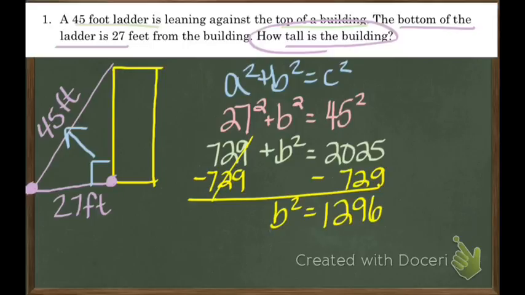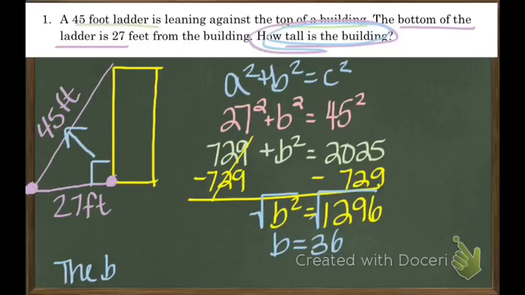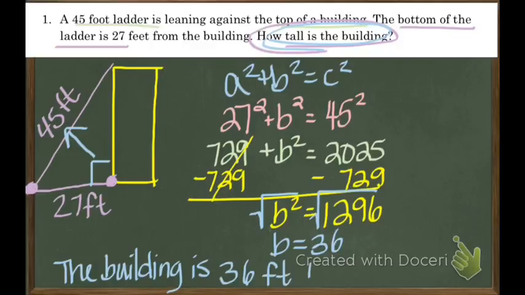1,296. But now, we know that this is not our side length. This is the square of the hypotenuse. Or, I'm sorry, not the square of the hypotenuse, the square of the leg. So, in order to find the length of the leg, I need to take the square root of both sides. So, the square root of 1,296 is 36. So, the height of my building, because that's what we're looking for, how tall is the building? The building is 36 feet tall. That would be your final answer.